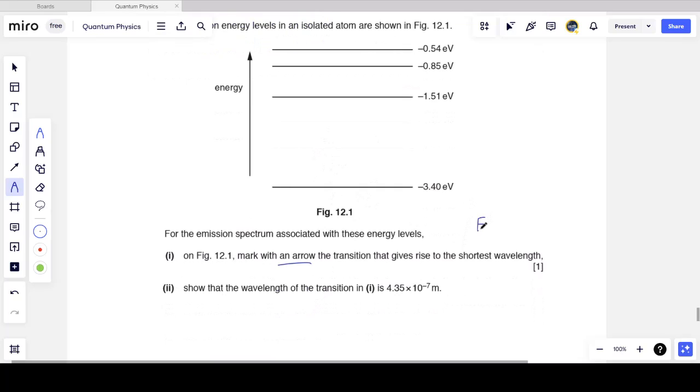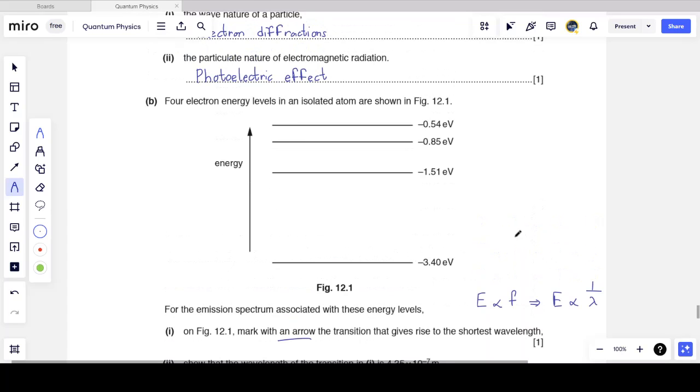So how do I know that? Well, let's look at the energy first. Energy is proportional to frequency, but frequency is inversely proportional to wavelength. So the energy is inversely proportional to wavelength, which we kind of know. Longer wavelength, lower energy. Shorter wavelength, like X-rays and gamma rays, higher energy. So if I want the shortest wavelength, I want the biggest energy. And the biggest energy jump will come from, well, the biggest jump, physically, visibly.